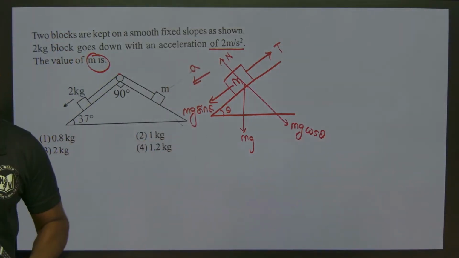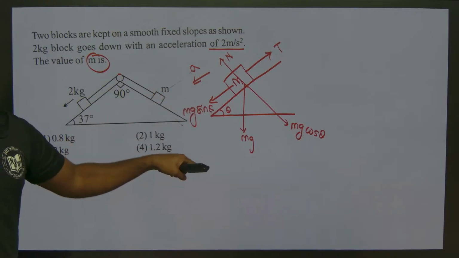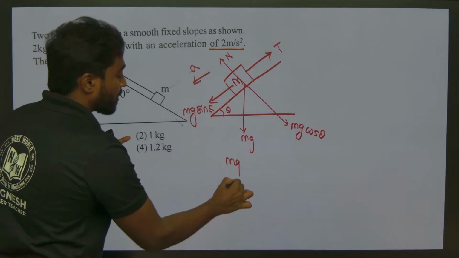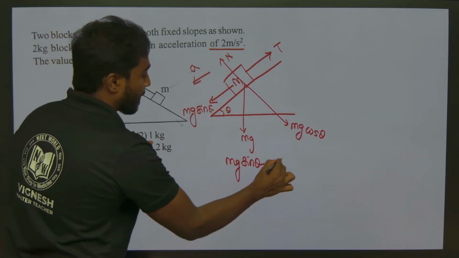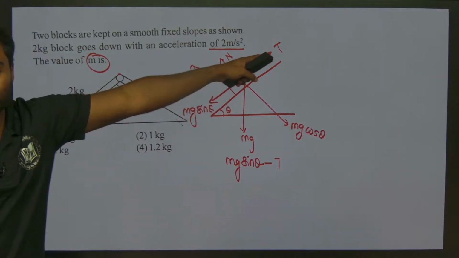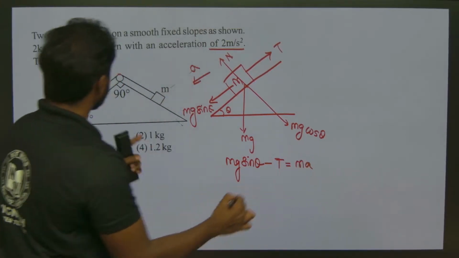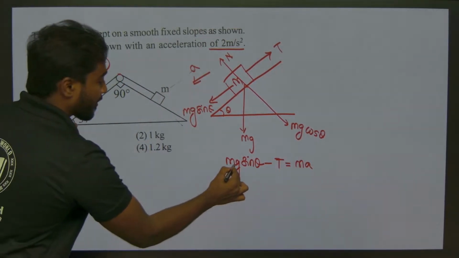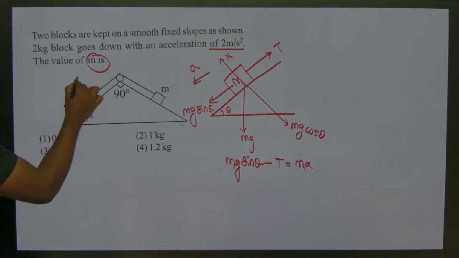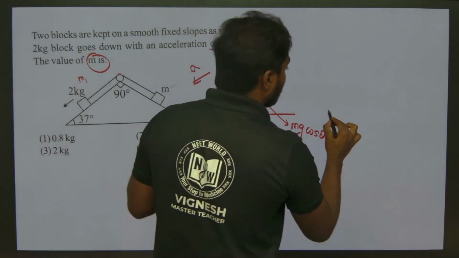So what will be the equation now? Force in the direction of acceleration positive, opposite direction negative. So mg sin theta minus T, tension, should be equal to mass into acceleration. What is the mass? Let me take this as m1. M1 is 2 kg. This is m1 and this is m. Now I will take the diagram for this condition.